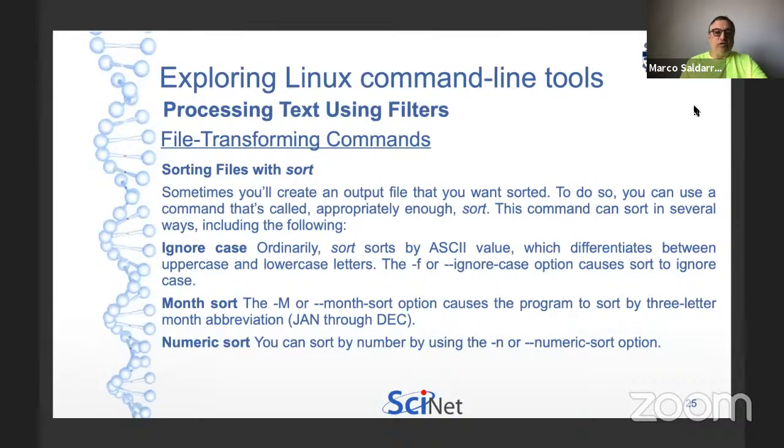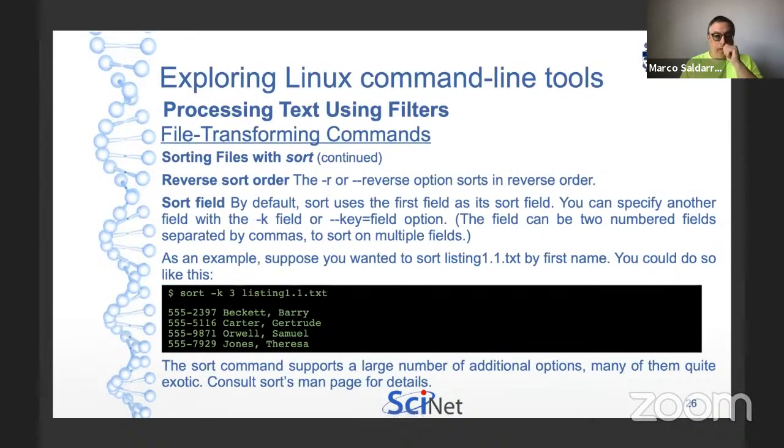Sort has several different flags for achieving different behaviors. For example, if you want to ignore case, you use the flag minus f, or the long flag minus minus ignore-case. If you want to sort by the month, you can do it with this flag. Numeric sort with the flag minus n. If you want to do a reverse sort, minus r. And if you have several fields in the text file, you can sort by field.